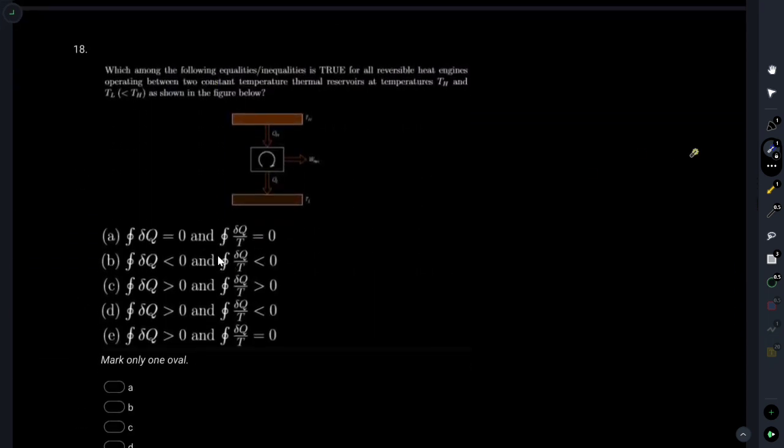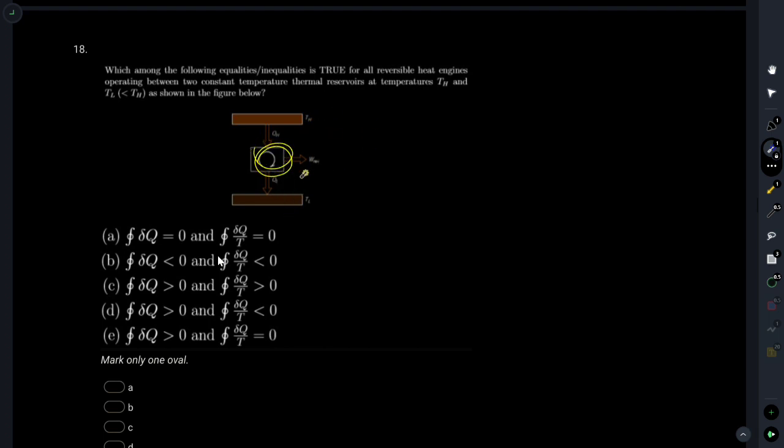Okay, so which of the following equalities or inequalities is true for all reversible heat engines operating between two constant temperature thermal reservoirs at temperature TH and TL, and in this case TH is greater than TL, right? So in this figure, this is TH, and this is the reservoir. We can call this the source, and this is the reservoir we can call the sink, right? So this is source and this is sink, and this is any heat engine.